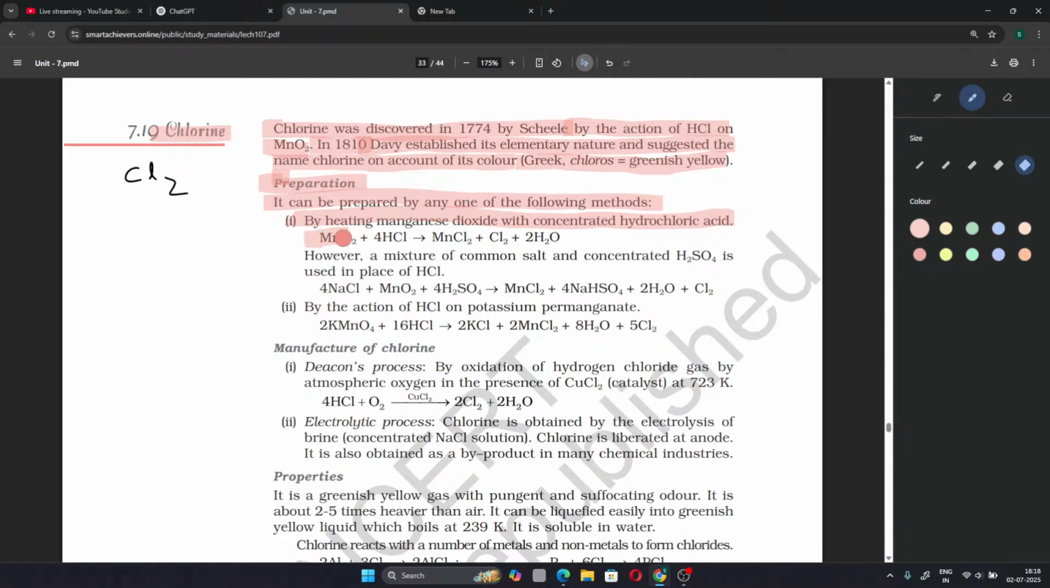Manganese dioxide reacting with HCl gives manganese chloride, chlorine and water. However, a mixture of common salt and concentrated H2SO4 is used in place of HCl. NaCl plus MnO2 plus H2SO4 gives MnCl2, NaHSO4, H2O and Cl2. This is one more method for chlorine production: the action of HCl on potassium permanganate. KMnO4 plus 16HCl gives potassium chloride, manganese chloride, water and 5Cl2 gas.